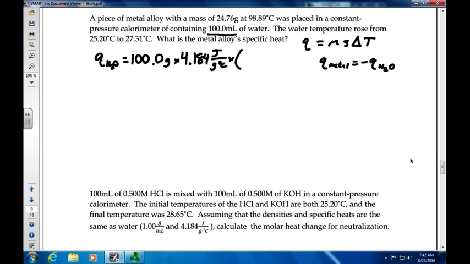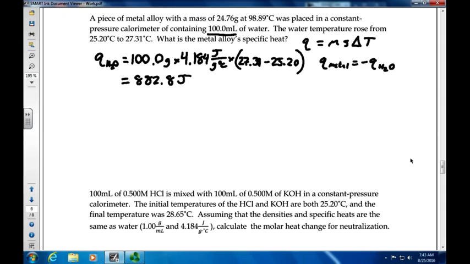times the change in temperature, which goes from 25.2 to 27.31. So 27.31 minus 25.20. Zooming this out, you'll find that the heat of the water is 882.8 joules.